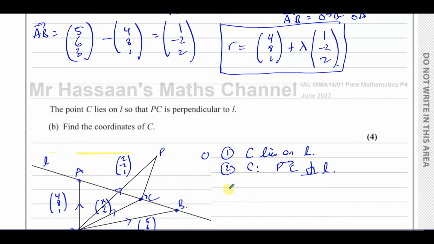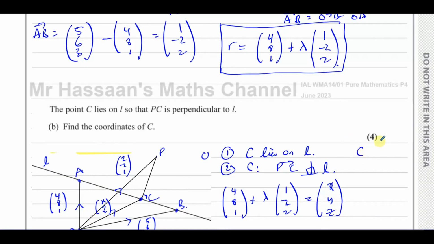So we can say that there's going to be a value of lambda that takes us to C. So we can say that (4, 8, 1) plus lambda times (1, -2, 2) is equal to, I'm going to call it (x, y, z). Let the position vector of C be (x, y, z). So that is one piece of information we can use, and from this we can derive some equations.